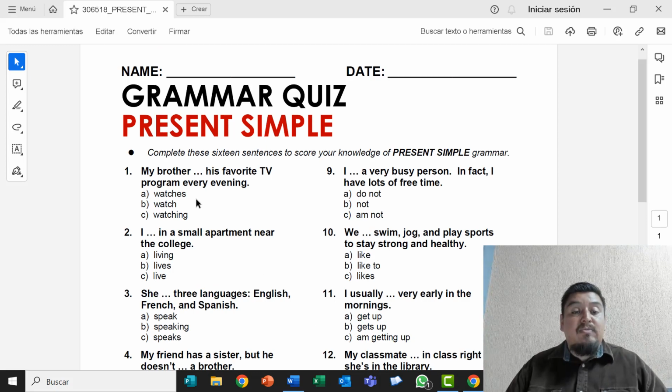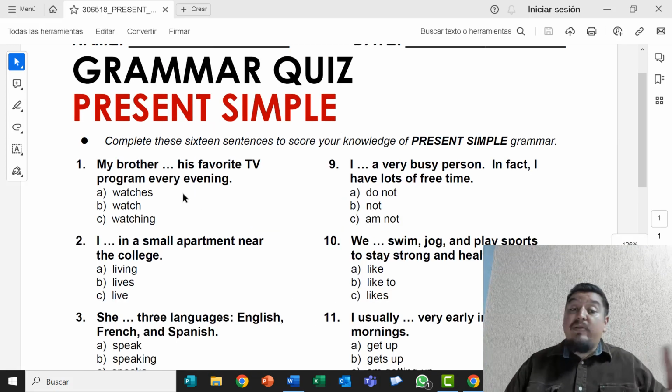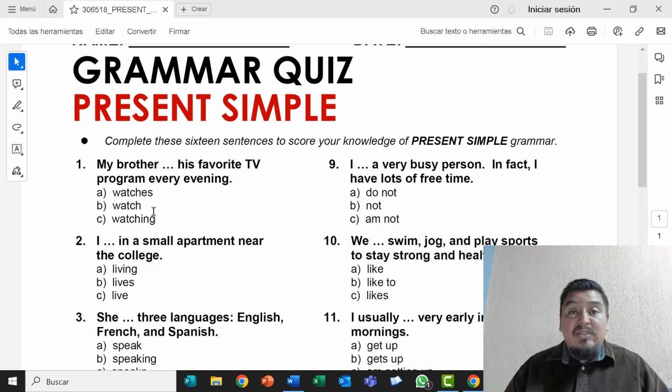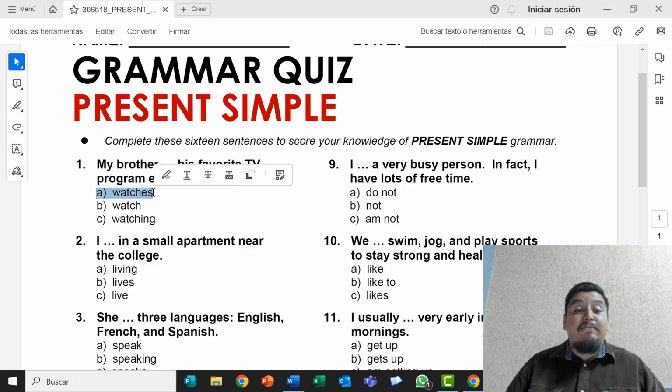Go to the example. My brother is he... His favorite TV program every evening. So, watch, the base form, watching, the gerund, no, simple present never is going to use gerunds. Okay? Or watch plus es. Well, the correct answer is letter A.